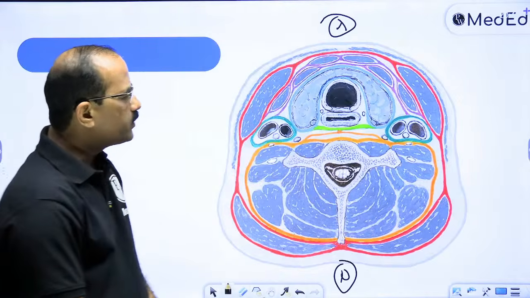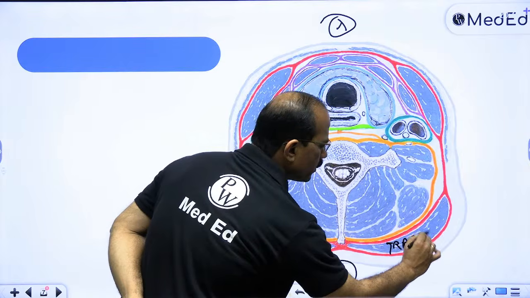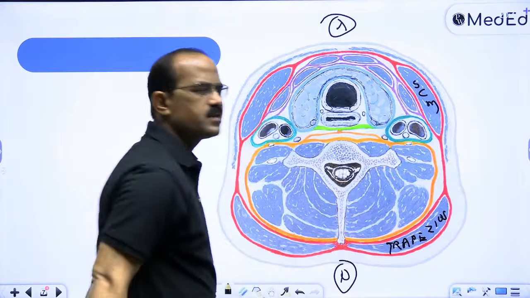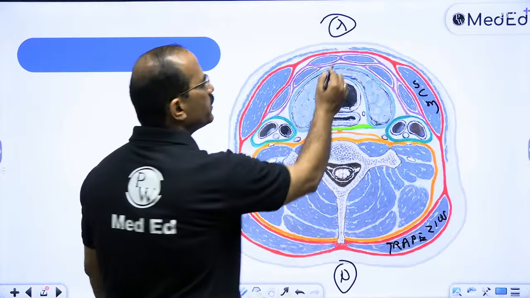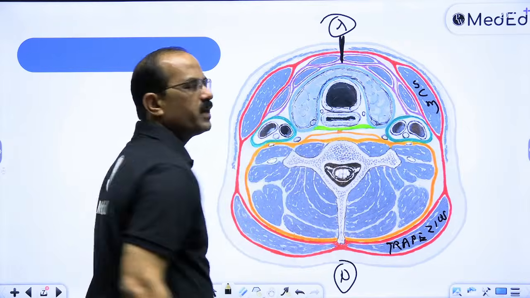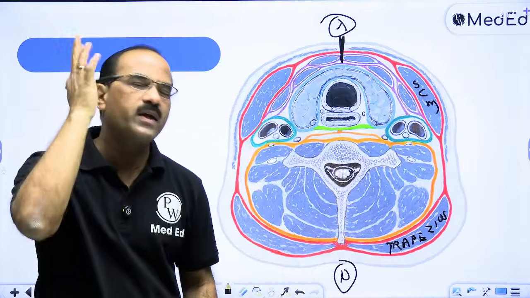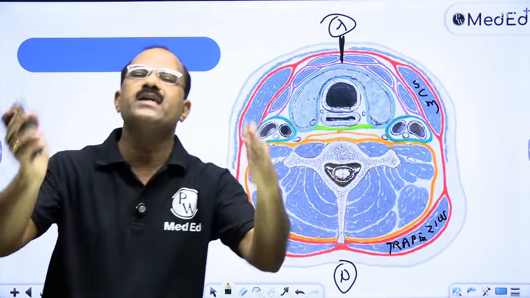Okay, now you tell me, what is this muscle? This is the trapezius. What is this muscle? Sternocleidomastoid. That's the sternocleidomastoid. That's the trapezius. This is the midline of the neck. So what is this triangle between the sternocleidomastoid and the trapezius?